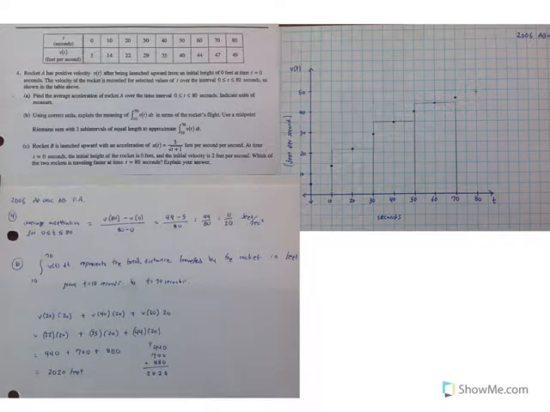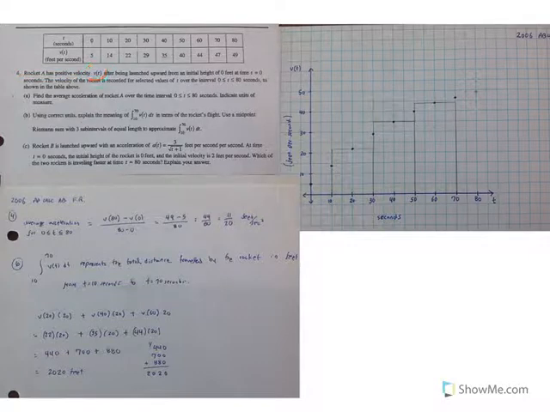2006 AP Calculus AB, free response question number 4. Rocket A has positive velocity v of t. Why does it have positive velocity? Because it's being launched, and as it is being launched, it's going up. It's not going down, so it has only positive velocity.